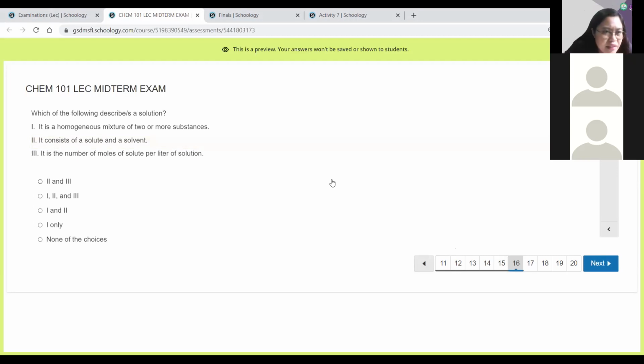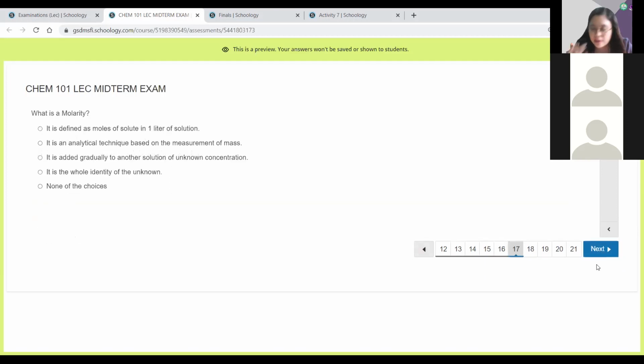And number 3, it is the number of moles of solute per liter of solution. Number 3 is the definition of our molarity. So it is not a description of our solution. So definitely the answer here is just 1 and 2. If you have questions, you may ask anytime. And then if merong corrections dyan, kindly take note na lang.